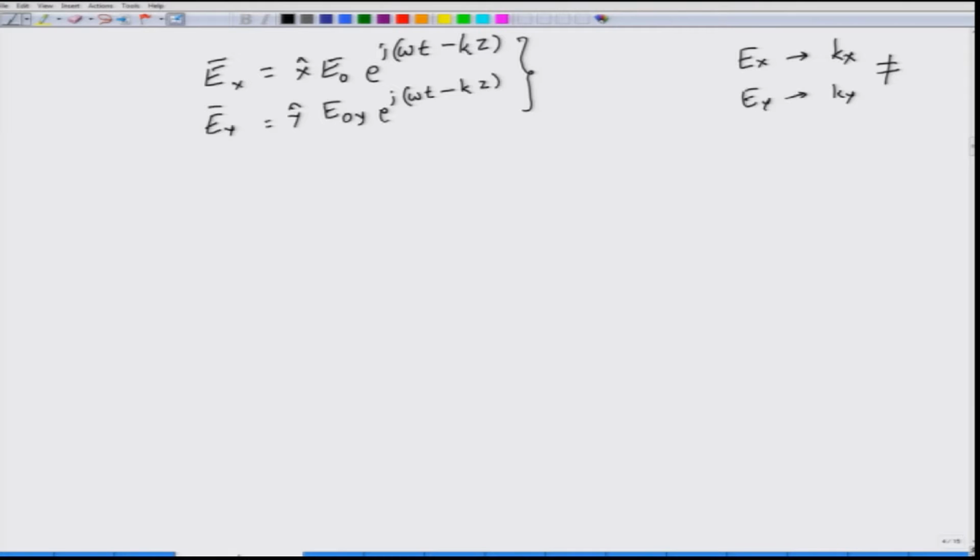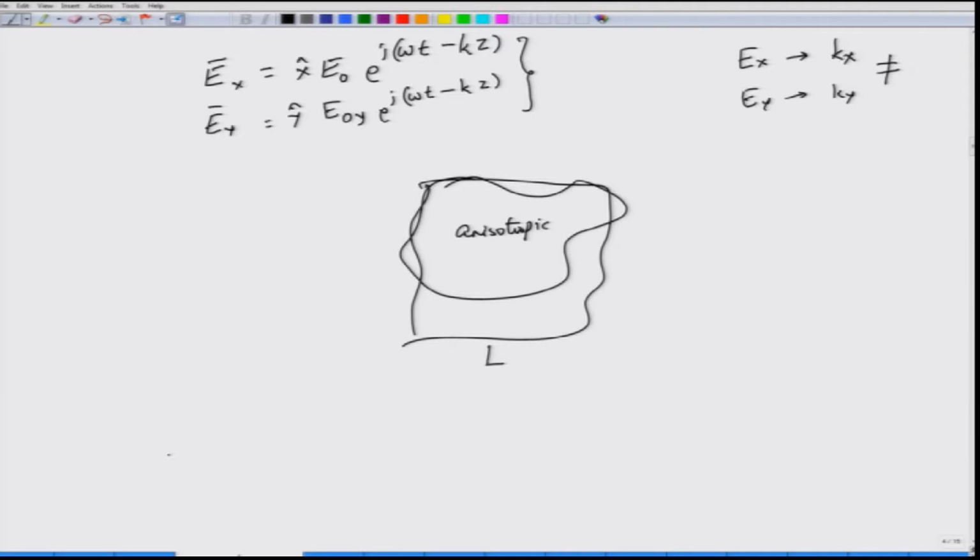But what you can imagine is this; I will not go into details, but I am trying to motivate phase modulation to you. Suppose I take an anisotropic medium of some length L, and I have a wave which has both an Ex component as well as an Ey component, propagating along the z axis. This is the Ey component, this is the Ex component, and the wave is propagating along the z direction.